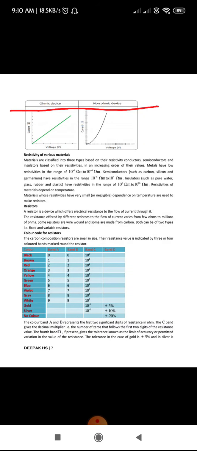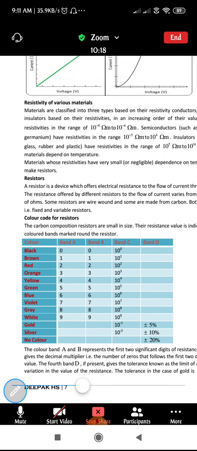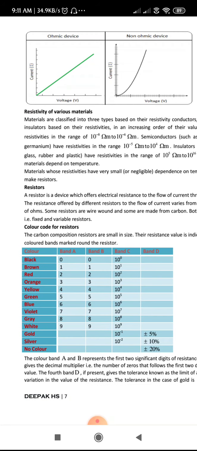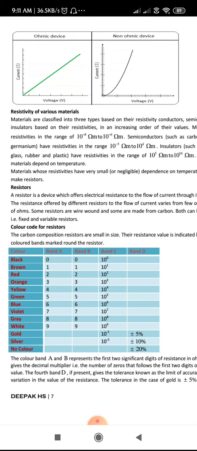If you misplace the sequence, the value you calculate for a given resistor will be entirely different. So you should be aware of the sequence of the colors. Next you have band A, band B, band C, band D. How are we going to find the value of the given resistor?